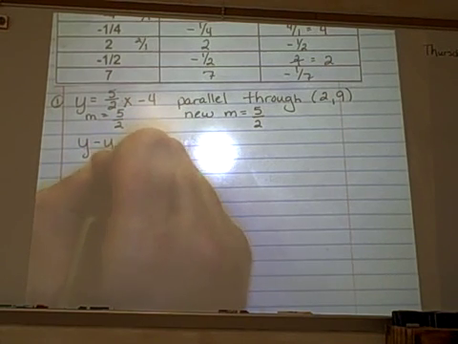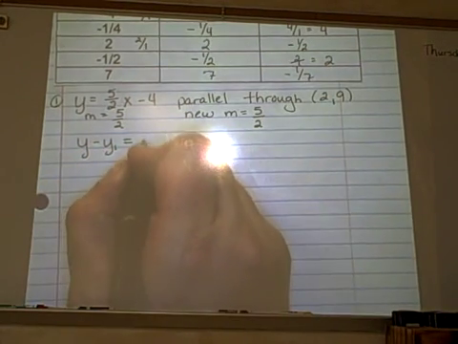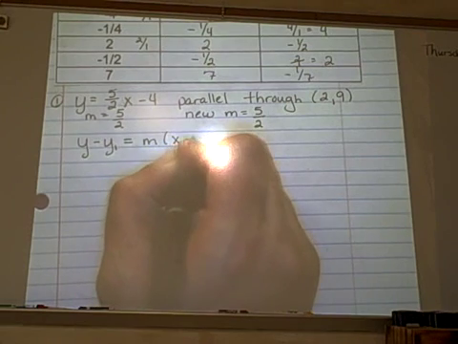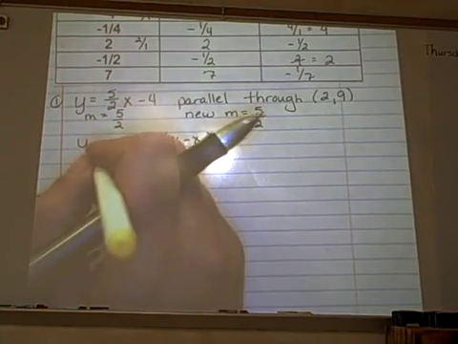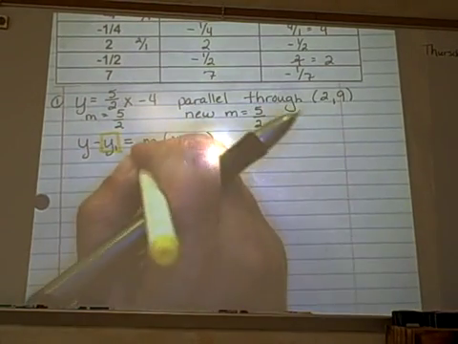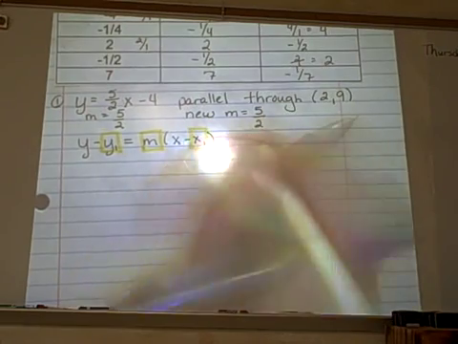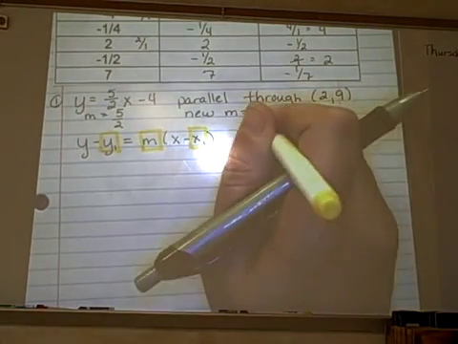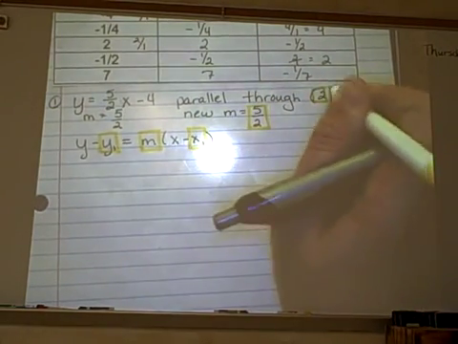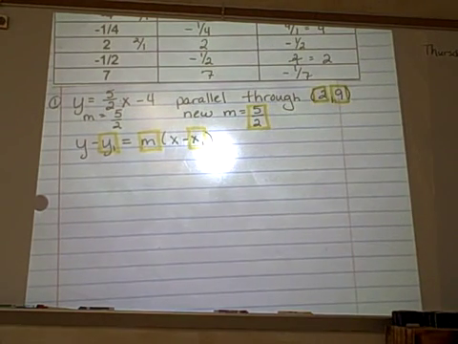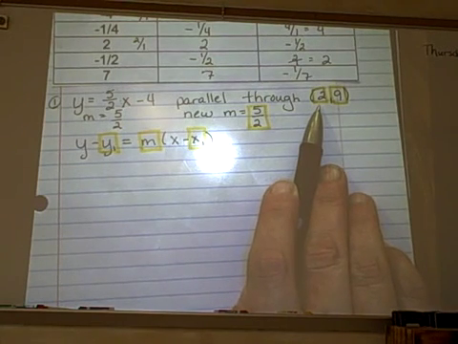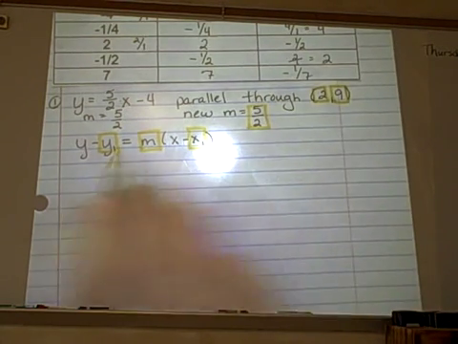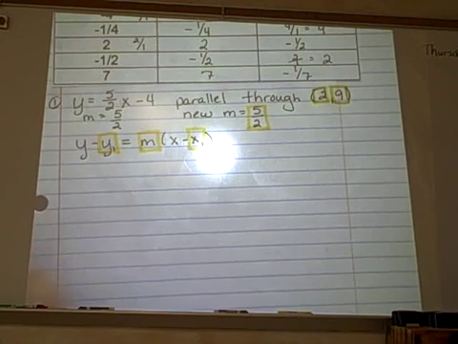y minus y1 equals m times x minus x1, like that. And we're going to fill in the blanks right here. This becomes a number, this becomes a number, this becomes a number. And the cool thing is, you've got those three numbers right there. Because with a point, the 2 is your x number, the 9 is your y number. What is it called? Point slope form.